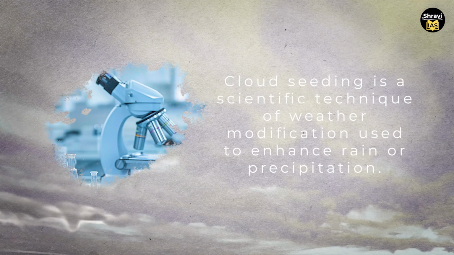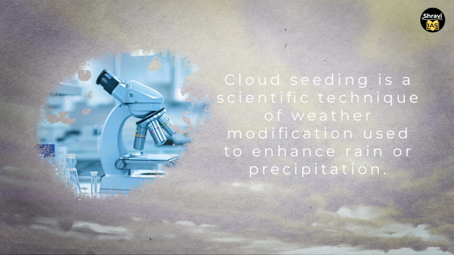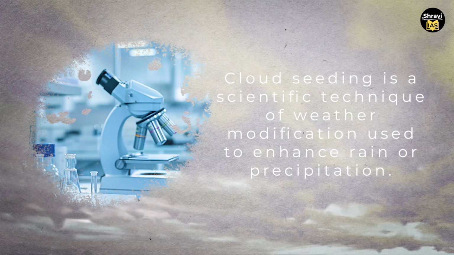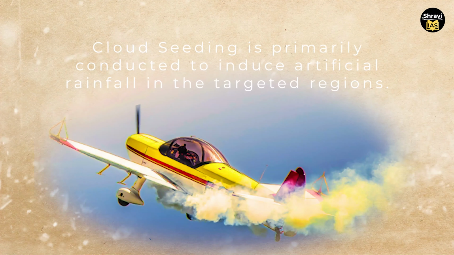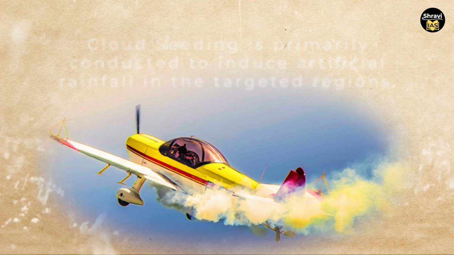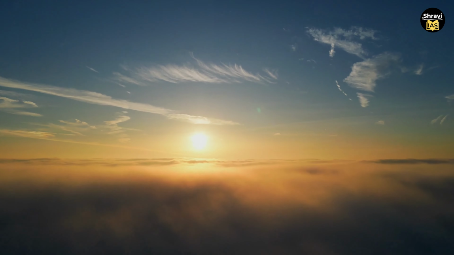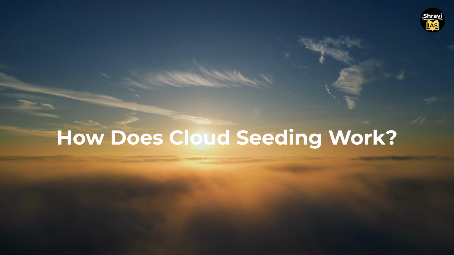Cloud seeding is a scientific technique of weather modification used to enhance rain or precipitation. It is primarily conducted to induce artificial rainfall in the targeted regions. Now let's understand the mechanism, how cloud seeding works.